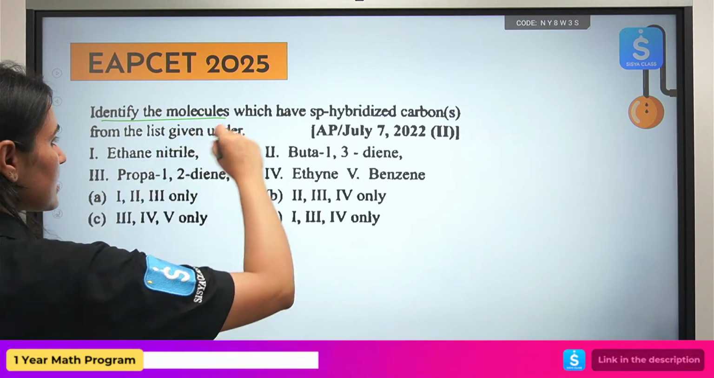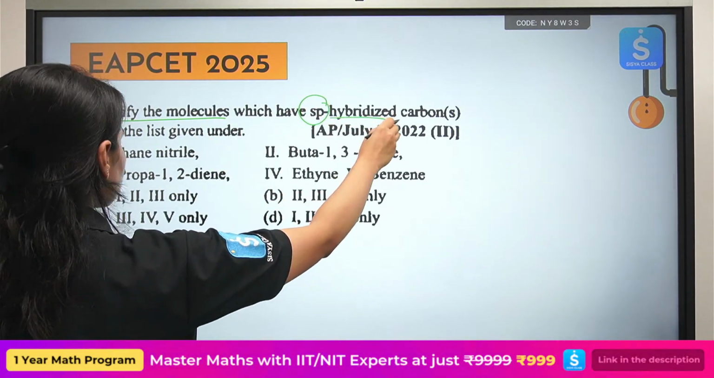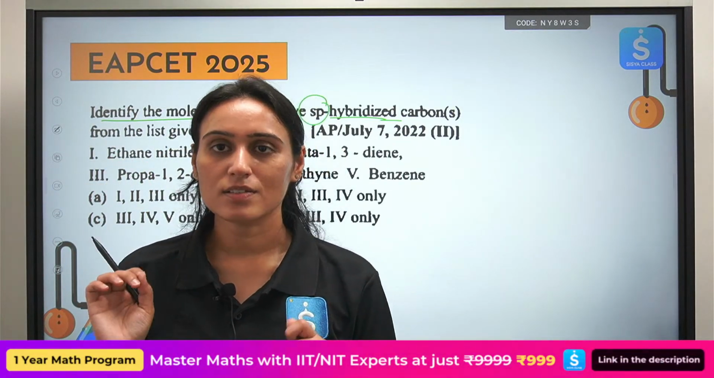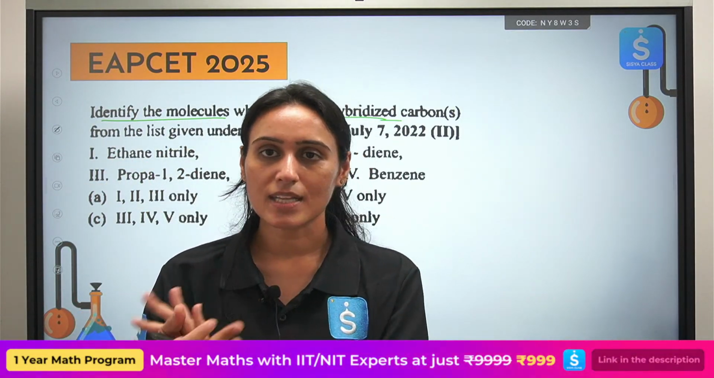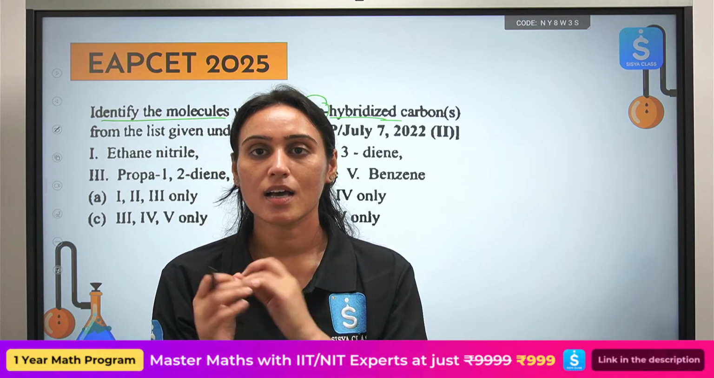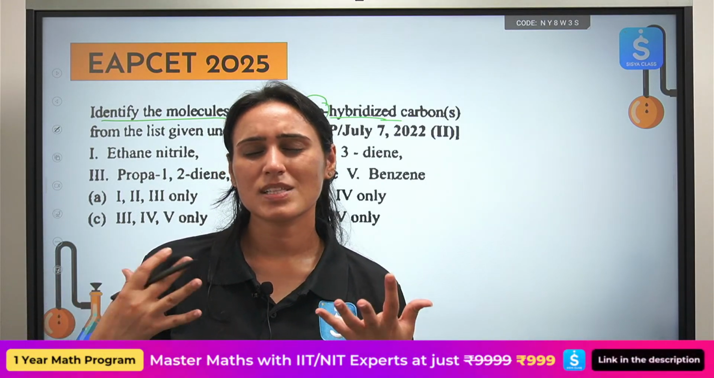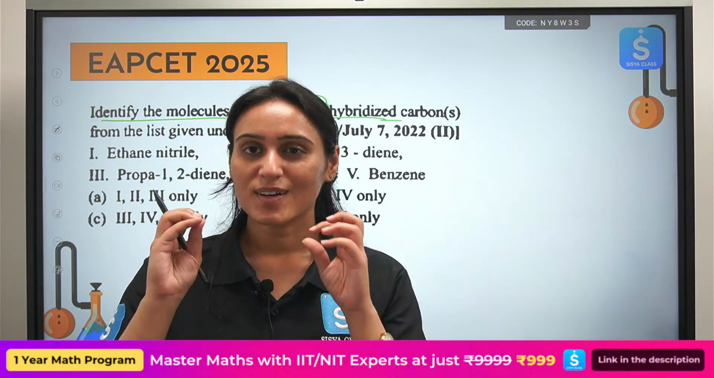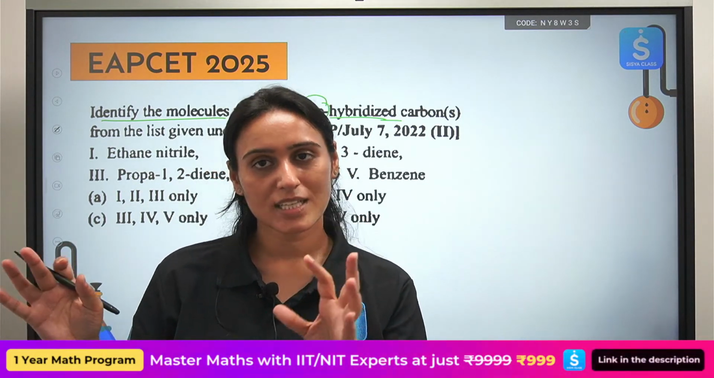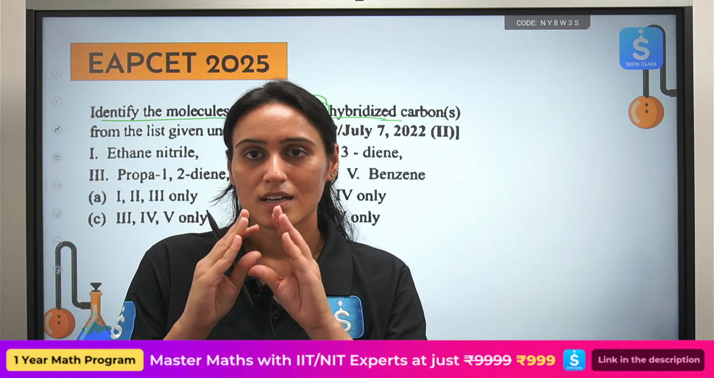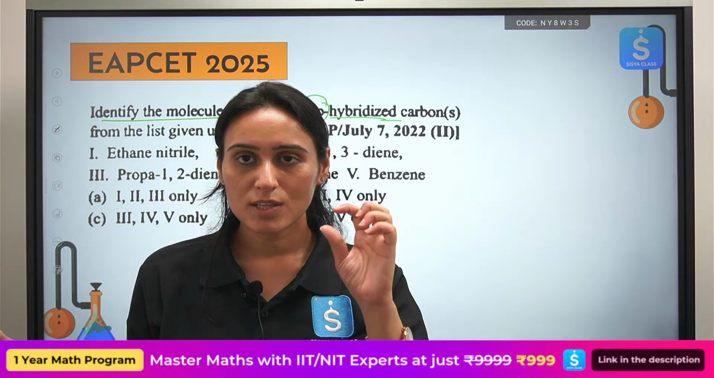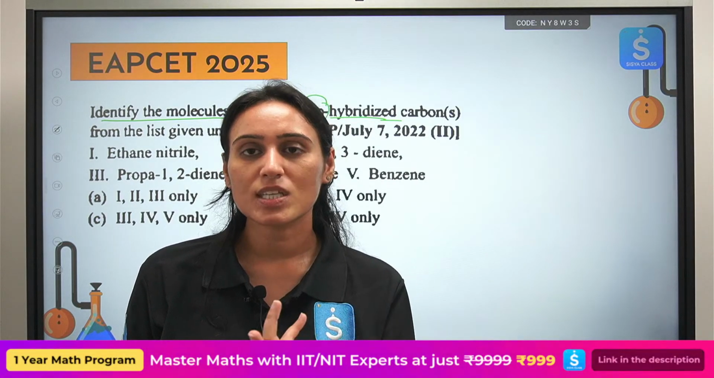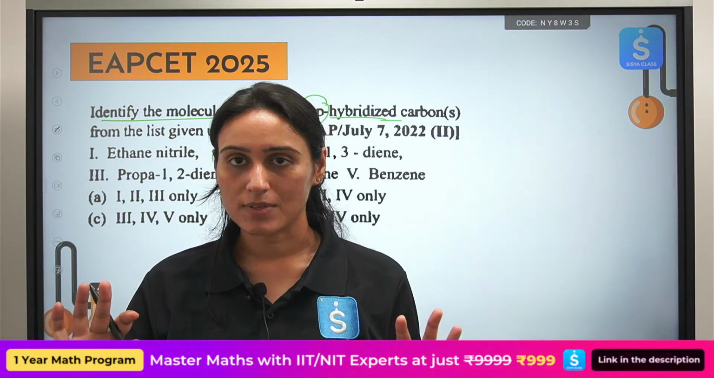Identify the molecules which have sp hybridized carbons. See, if you are given any organic compound, there is a direct way to find out the hybridization. You will look at that carbon atom and see how many sigma bonds are made by that carbon. Okay, sigma bonds. So how to identify the hybridization of any carbon atom that is present in your hydrocarbon? You will look for number of sigma bonds made by it plus number of lone pairs. That will give you the steric number. Based on that, you can decide the hybridization.